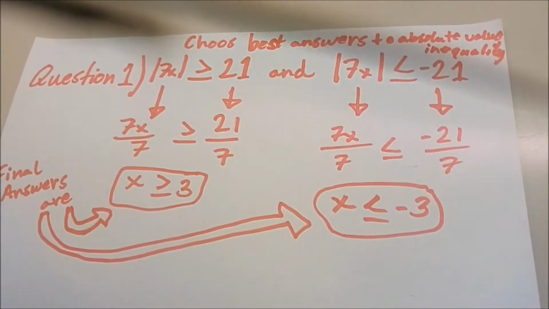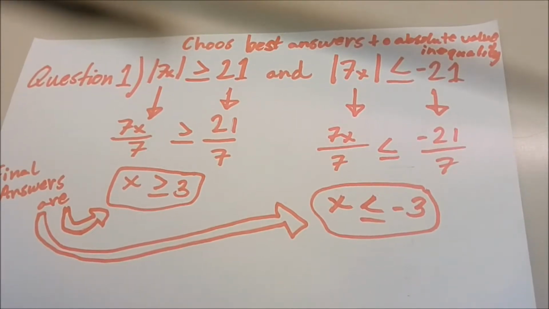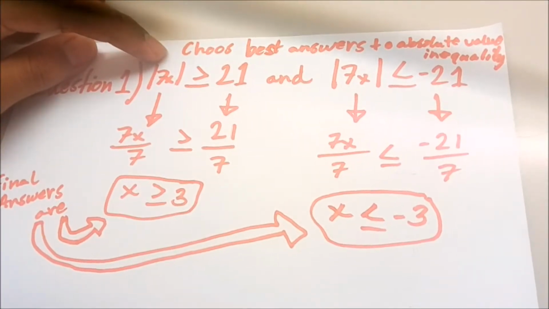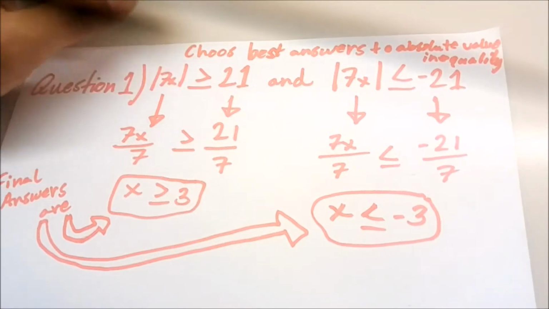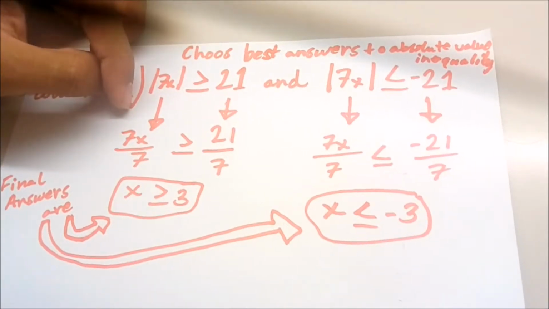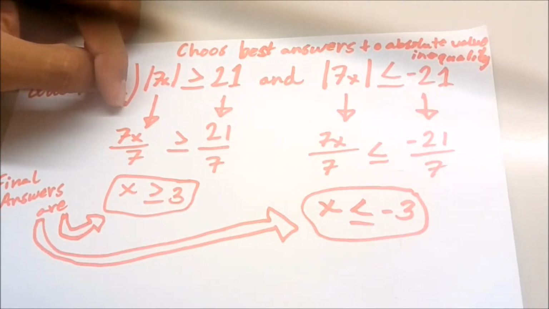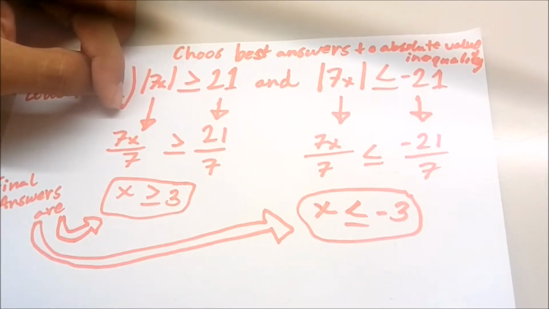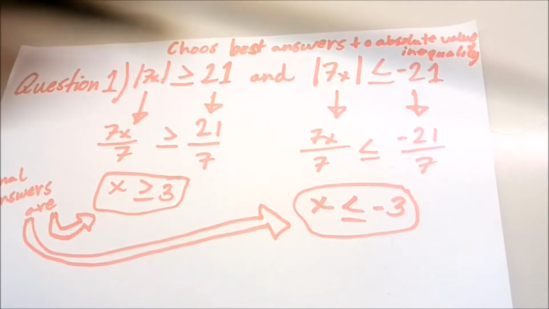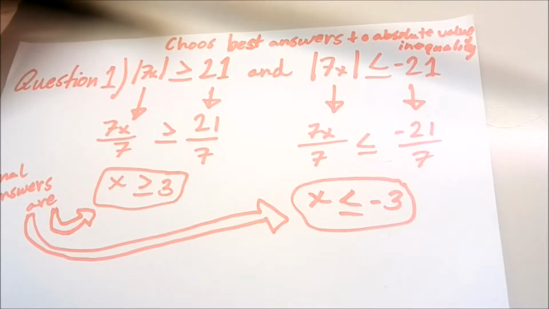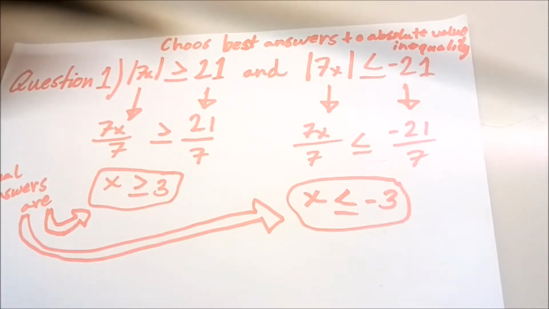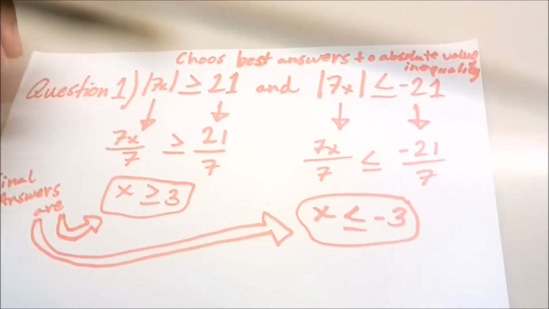Question 1 tells you to choose the best answers to the absolute value inequality. So step 1 would be you separate the inequality into a positive and a negative, and you switch the greater than and less than signs. Then you bring down the 7x and the 21, and divide by 7 on both sides, and you get x is greater than or equal to 3. For the other side, you would get 7x and negative 21, divided by 7, and you get x is less than or equal to negative 3. And those are your final answers.